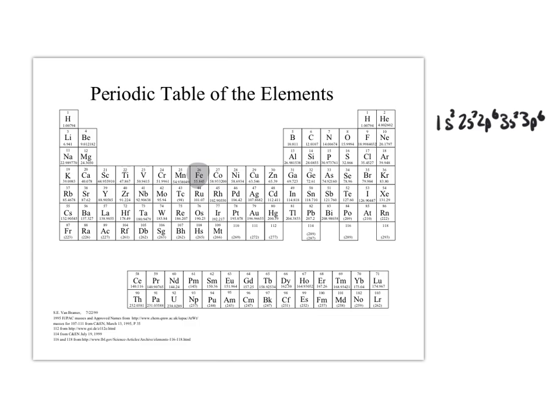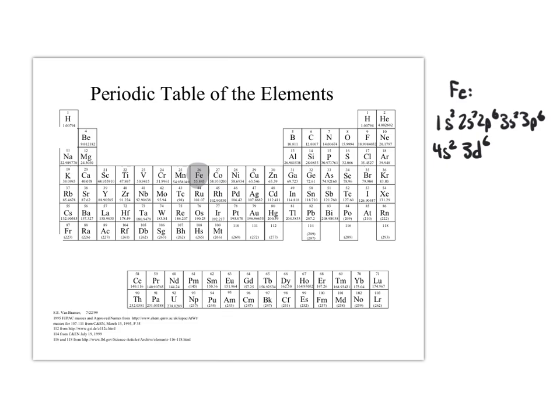And then I need to go to the fourth row. And in the fourth row, I've got 4s, but then these guys start to fill the 3d. Remember, this is n minus 1 d that gets filled here. So I've got 4s2 and then 3d, 1, 2, 3, 4, 5, 6. So that would be iron's ground state electron configuration. You can do that for any atom in the periodic table if you understand how the periodic table is put together in terms of n shells, s, p block, d block, f block. Okay?